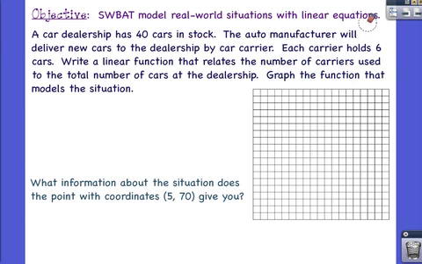A car dealership has 40 cars in stock. The auto manufacturer will deliver new cars to the dealership by car carrier. Each carrier holds 6 cars. Write a linear function that relates the number of carriers used to the total number of cars at the dealership. Graph the function that models the situation.